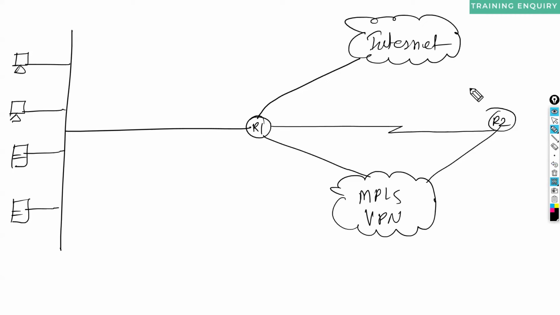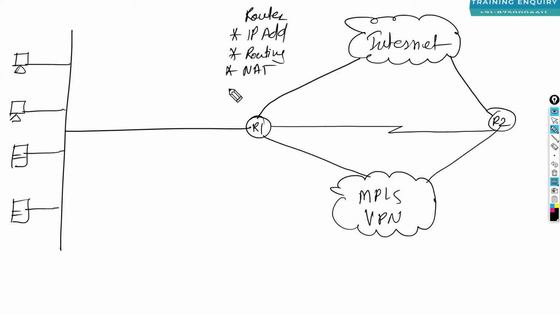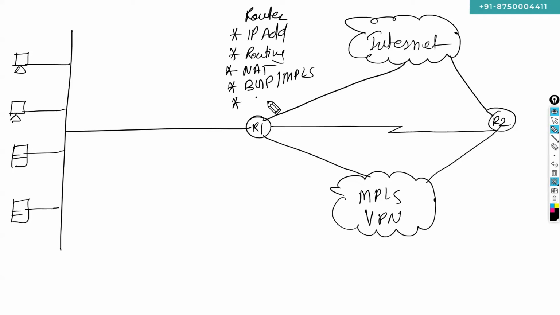So what we have deployed here is a router at the perimeter. At this router, first of all, we will do IP addressing, routing, and network address translation, and we will configure BGP or MPLS. If we have an internet connection here, definitely we will configure IPsec VPN, etc. So these things we have to configure on a router. Now we want to protect our LAN.